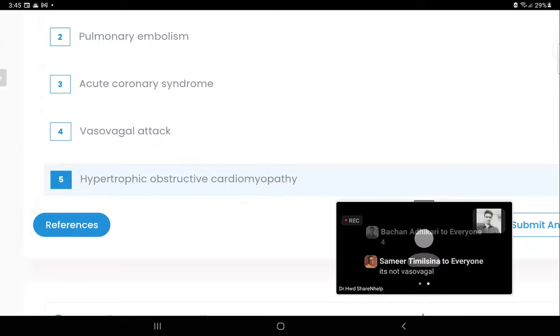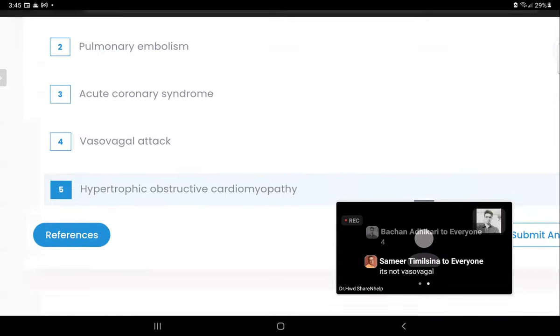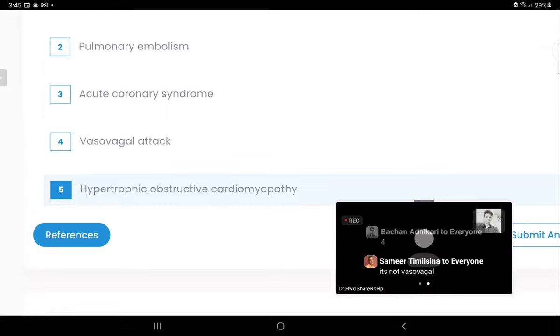Right, you're saying it's not the above three, then what about this? It's not vasovagal? Dr. Samir says it's not vasovagal. Dr. Samir or anybody, tell me, in vasovagal attacks, would you have shortness of breath? Would you have wheezes? Would you have central chest pain? Just asking.